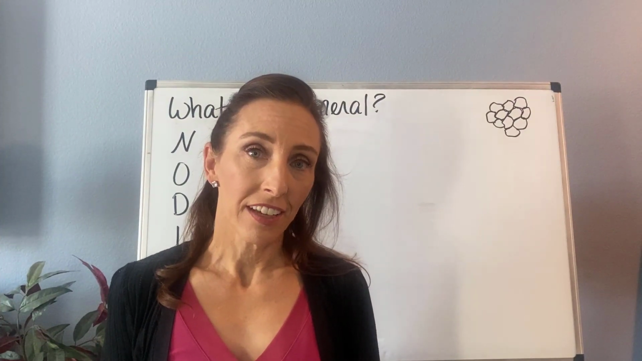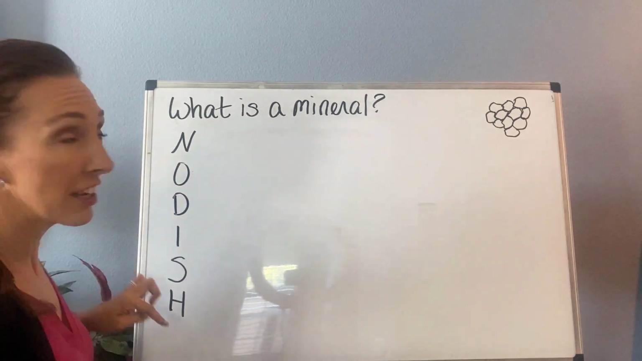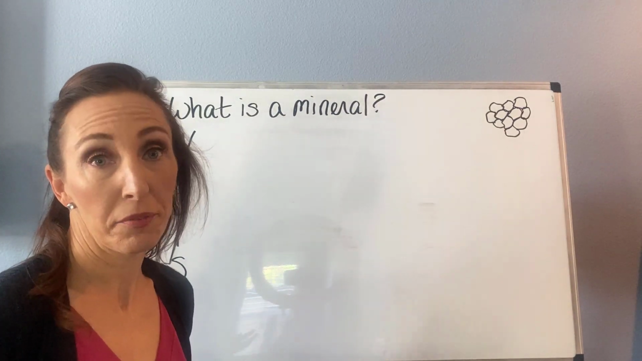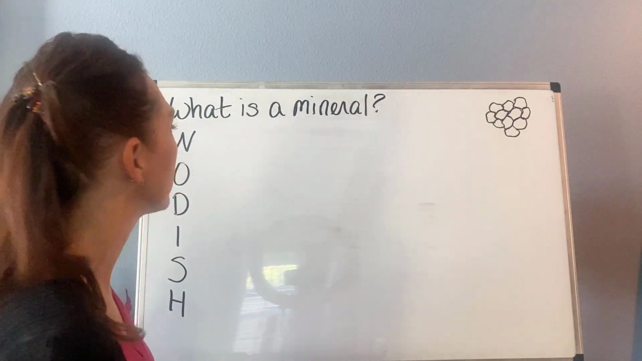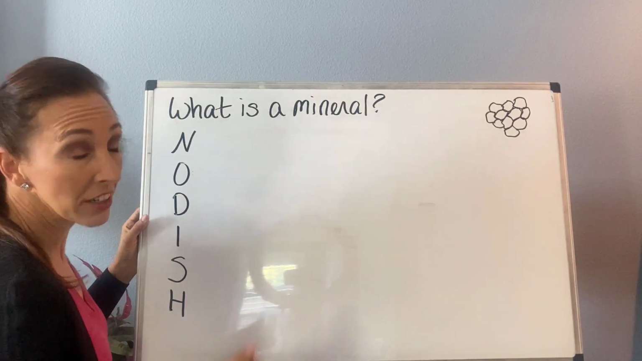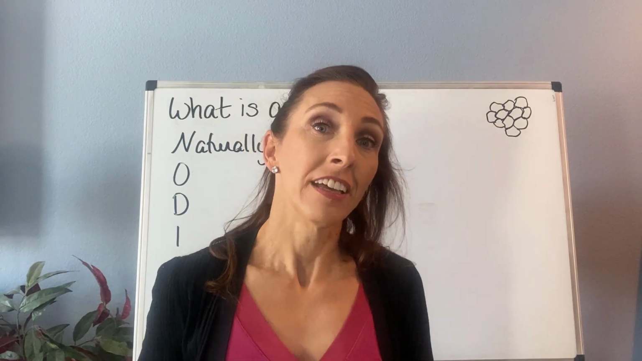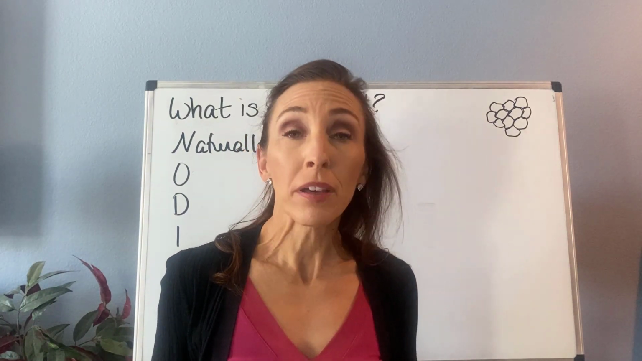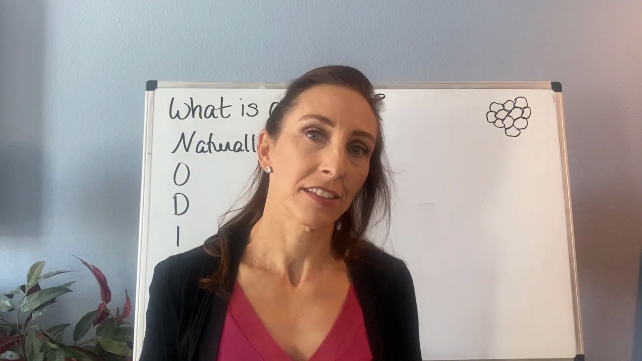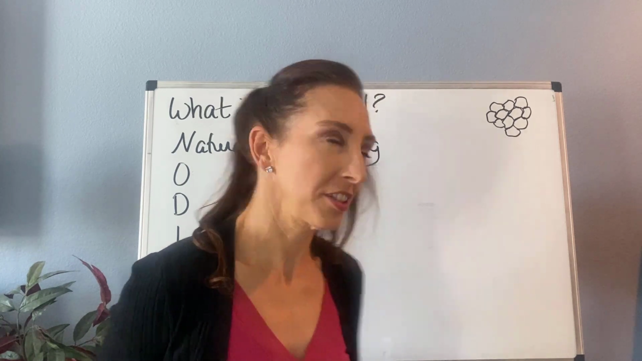So a mnemonic device that I used in college is NODISH, and each letter represents one of the parts of making a mineral a mineral. The N is for naturally occurring. So this just means that it occurs in nature. So if this is something that's created in a lab, that's fine, but it's not a mineral. It has to be something that does occur and is found in nature.